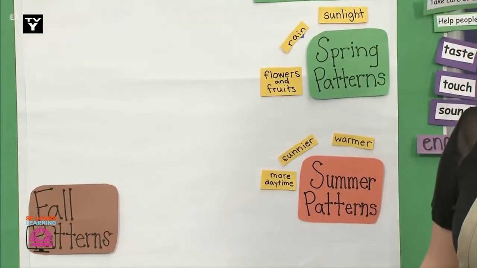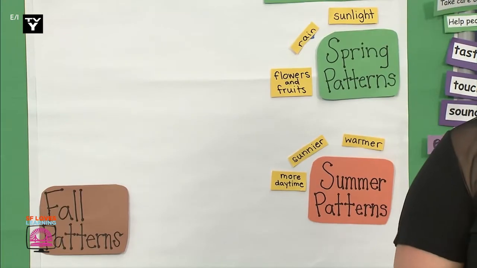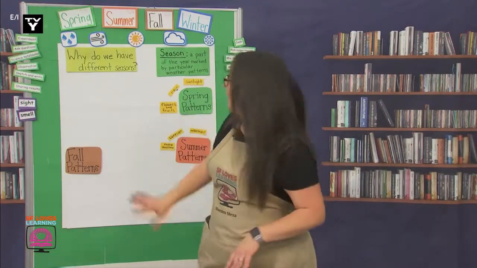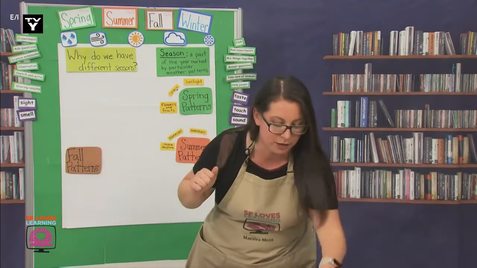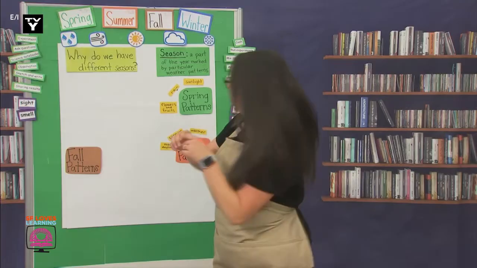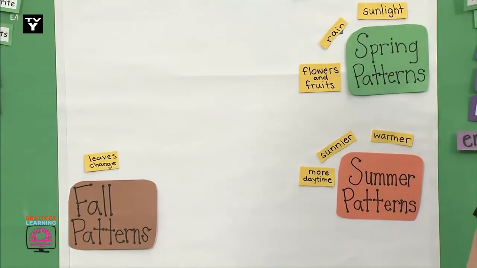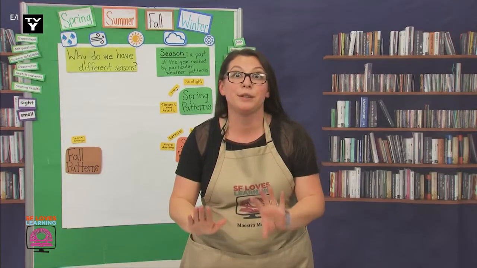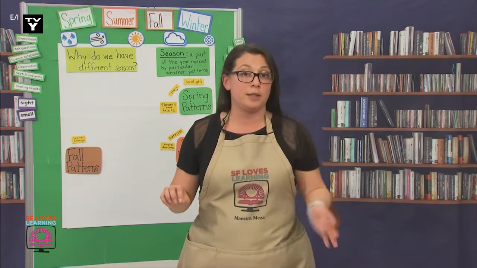That's correct, scientists. The leaves on trees change colors in the fall. Some of them also fall. I already have this set up for our fall patterns chart, so I'm going to add the leaves changing onto it. Leaves change. What do you remember about the weather during the fall? And remember, this season starts in the middle of September and goes until the middle of December.